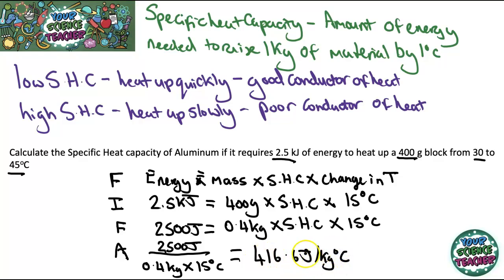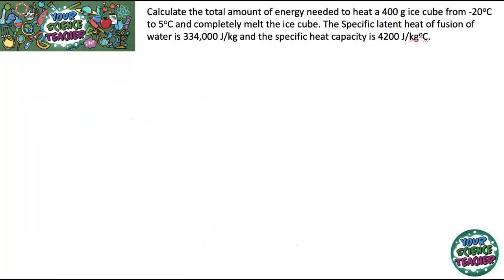Now, if it's 416.6, it'll probably ask me to give my answer to 3 significant figures, and this to 3 significant figures would just be 417 joules per kilogram degrees C. And I always underline my answer and I circle my unit just to show to the examiner that's my final answer. Something else they like to do is they like you to combine equations.